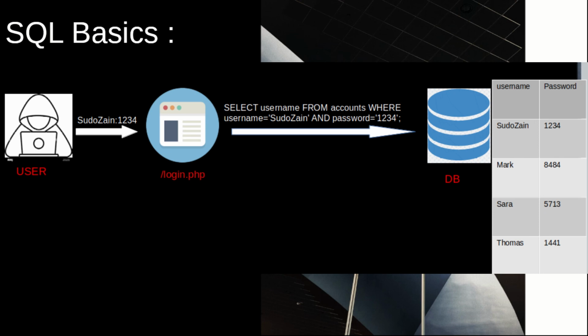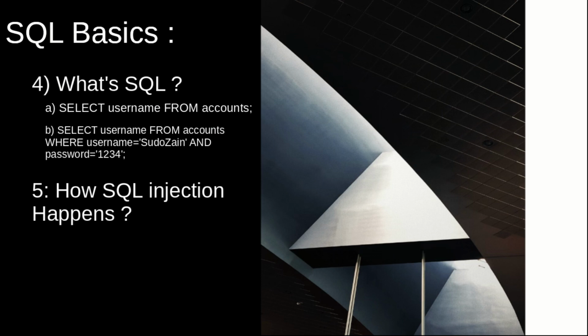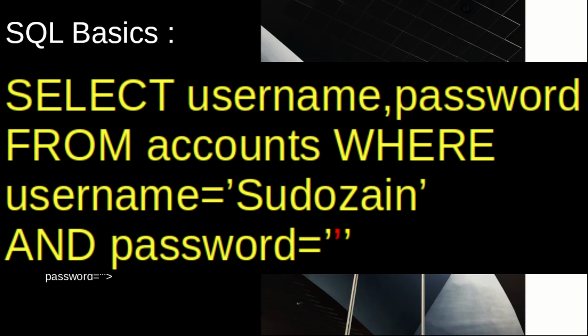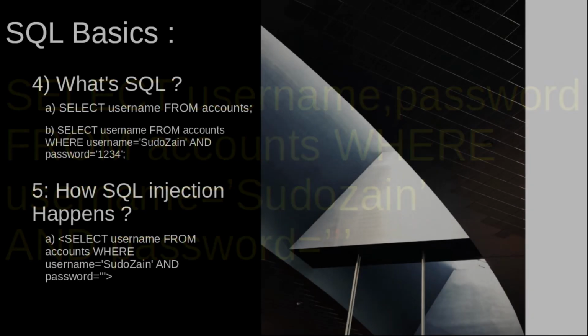How does SQL injection happen? SQL injection happens when we break the statement, which makes the condition false. So, in our previous example, if we put a single apostrophe as the password, it will look like this: select username from accounts where username is citizen and password is an apostrophe. So in the password field we have an apostrophe, which confuses the database. Is it meant to close the previous apostrophe or the next one? Other than that, there is an extra one.